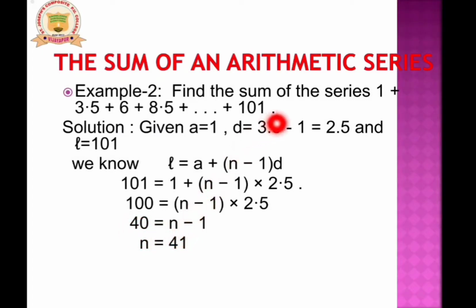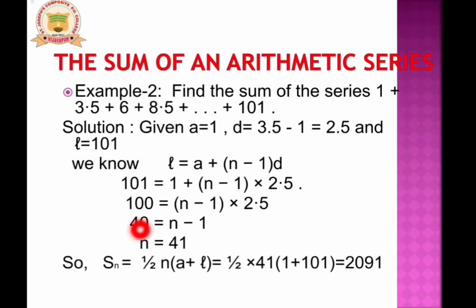Now we want the sum of the series, that is we want S41. So we know the formula for Sn. Sn is equals to n by 2 into a plus l. Which is equals to 1 by 2 into n is 41, you already calculated, into a is 1 and l is already given, that is 101 is substituted.